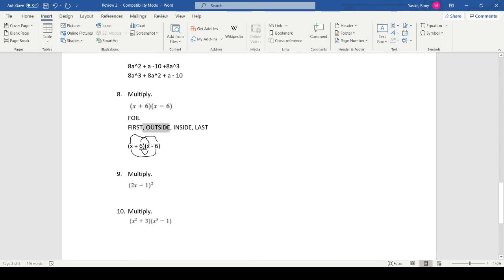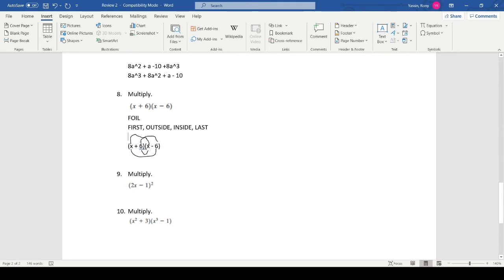And then you do outside. So outside means you do this x, which is the most outside value here, times the minus 6 here. So these two are the most outside values. So that's why it's called outside. So x times minus 6. Then we do inside, which is the inside values here. So 6 right here and this x right here are both inside. So you do 6 times x. So I drew the line to show you that.